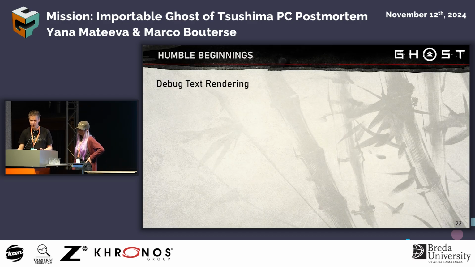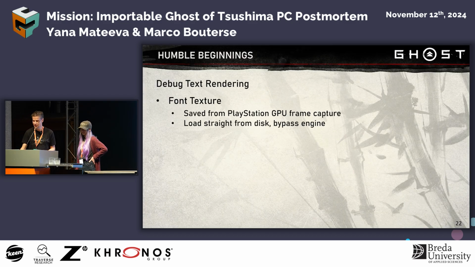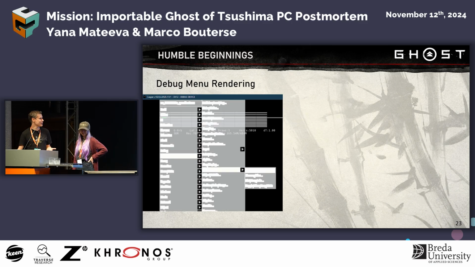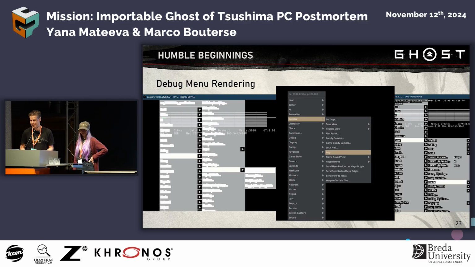To get the debug menu working, we also need a font texture. To get this, we just grabbed a PlayStation GPU frame capture, saved out the font texture to disk, and loaded it straight from disk, bypassing all the engine loading functions because those were not up yet at this point. And we set up some render state. And after a few iterations, we finally had our debug menu.